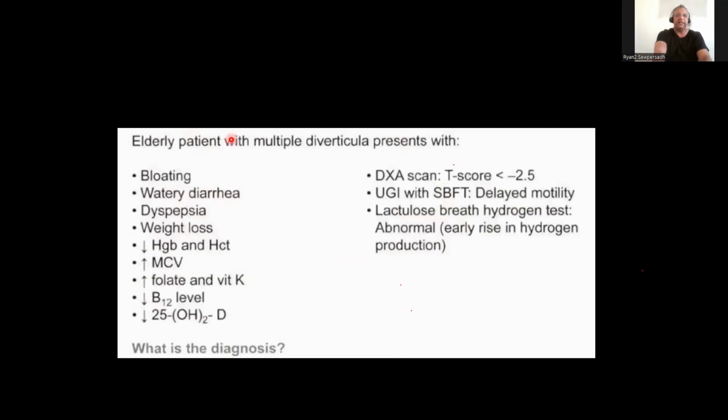Okay. Now this is the elderly patient who has multiple diverticula, and has bloating, watery diarrhea, dyspepsia, weight loss, anemia, which is macrocytic. Increased folate, vitamin K, diminished B12, diminished 25-hydroxy vitamin D. DEXA scan shows T-score below -2.5. You know this is osteoporosis. Upper GI series shows delayed motility. Lactose breath hydrogen test is abnormal. Okay, so what's going on here?